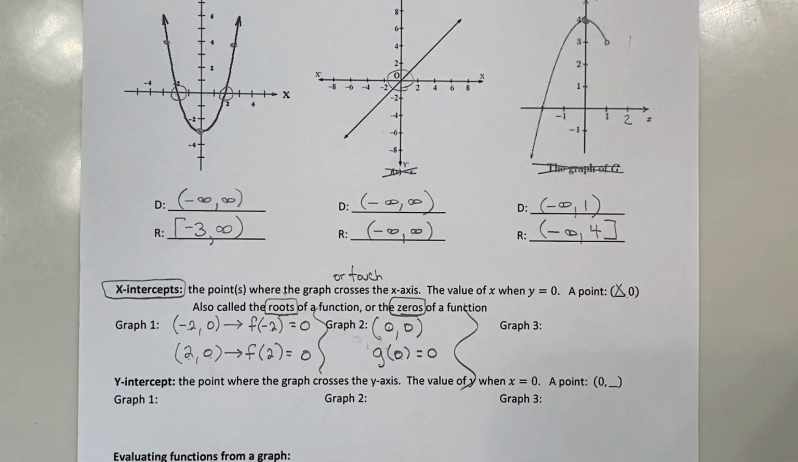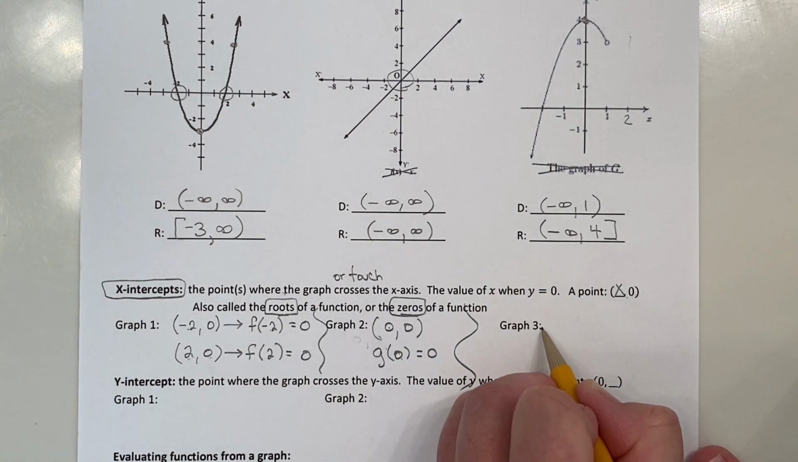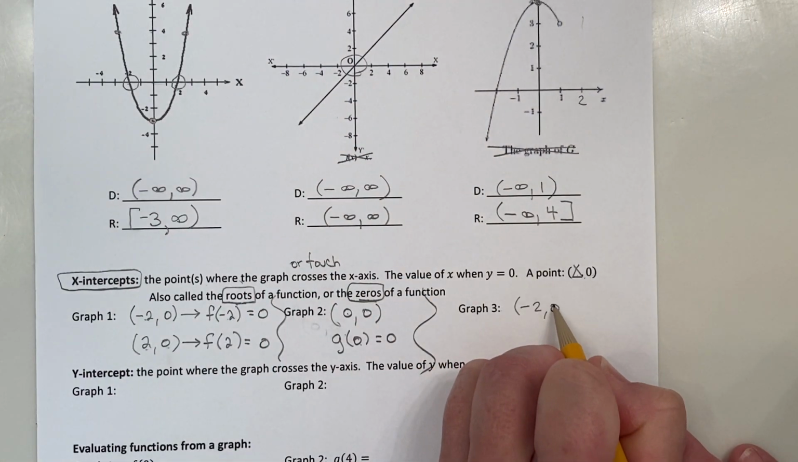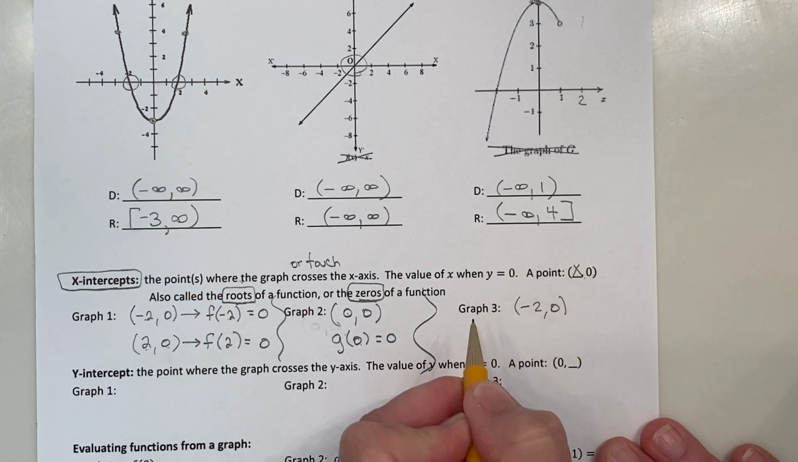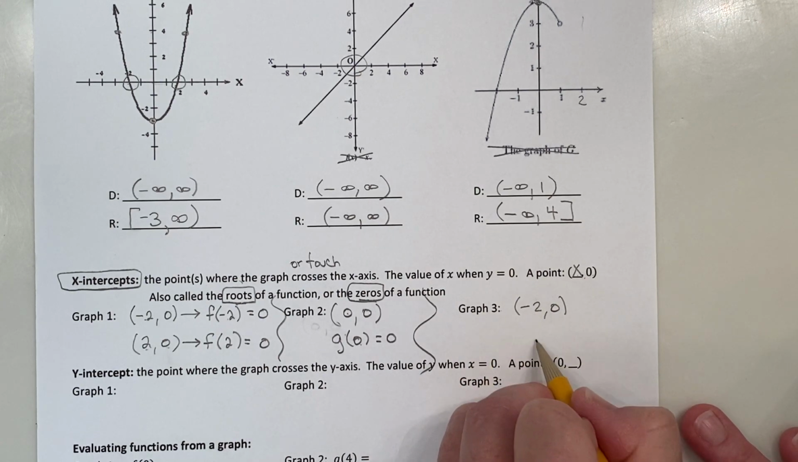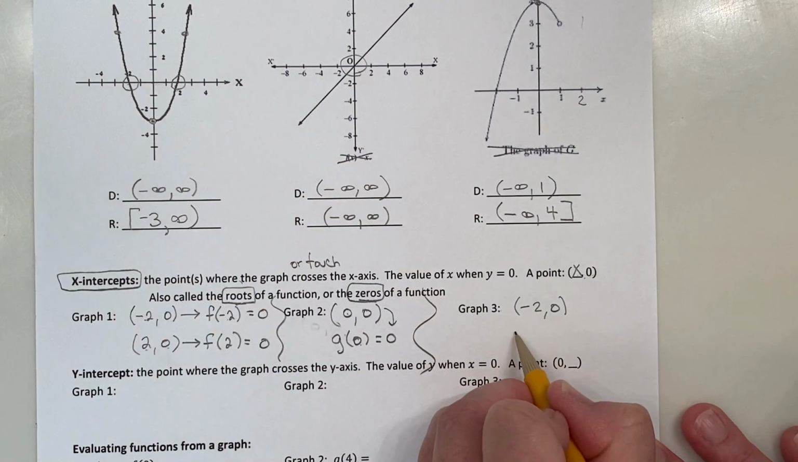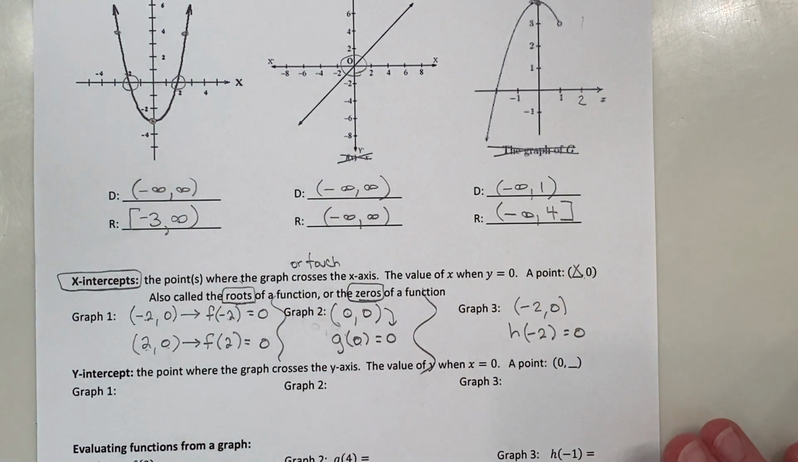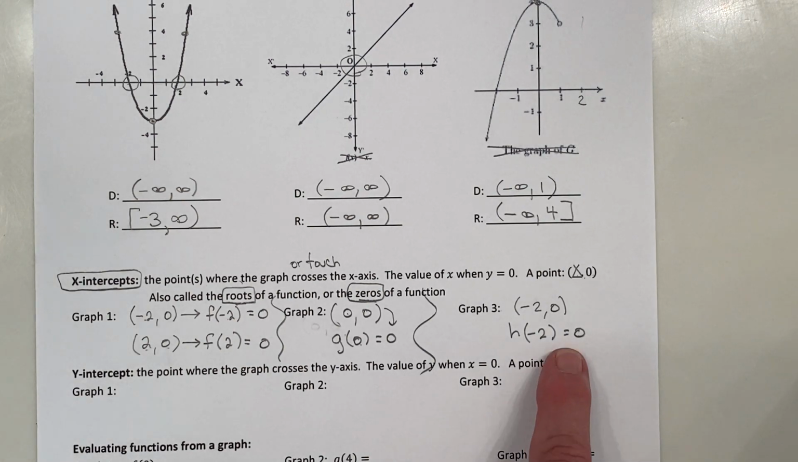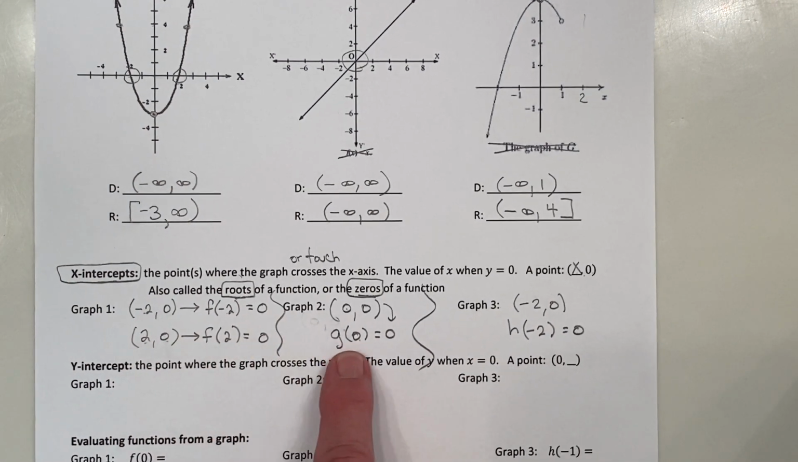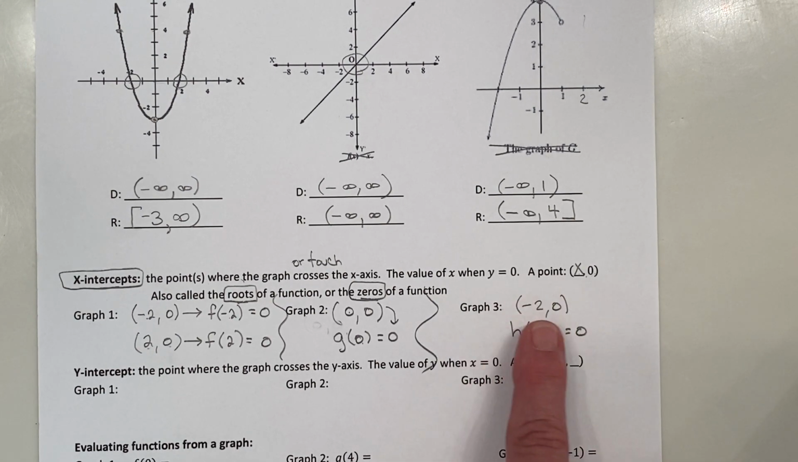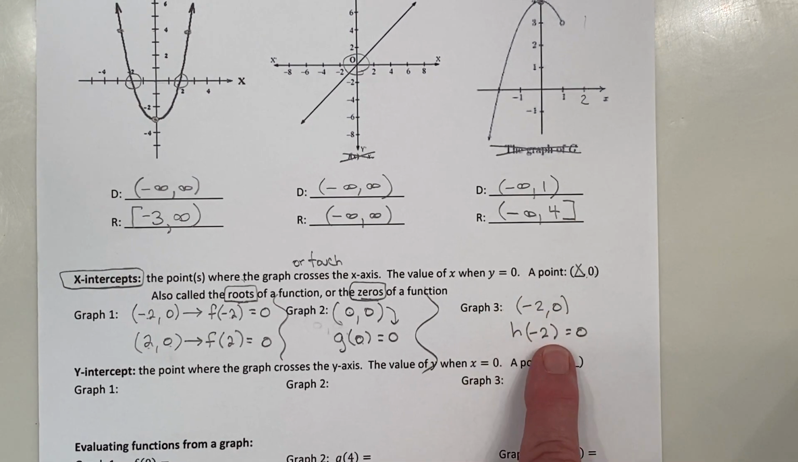All right, and then you guys try this one. Graph 3, x-intercepts. Yep, I do have one. Just down below, I'm going to put the function notation. Notice this is the h graph, so h of -2 is equal to 0. I prefer the function notation because it tells me what graph I'm working on. Ordered pairs don't describe that I'm working on the h graph, but this is more revealing.